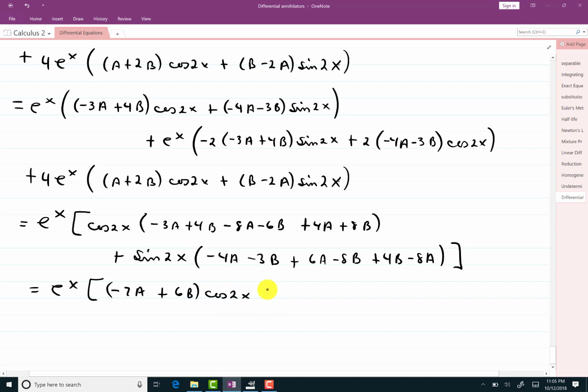And then for the stuff attached to sine, let's see what I have for the a's. Negative 4a plus 6a, so I have 2a. 2a minus 8a is negative 6a. So there's symmetry right there. I better see a 7b in here somewhere or I'll be sad. Negative 3b minus 8b is negative 11b, plus 4b is negative 7b. Very nice.